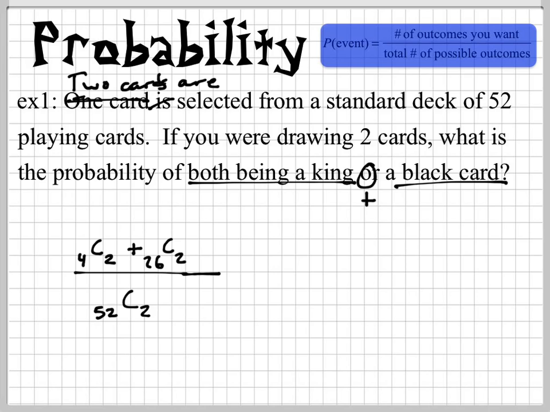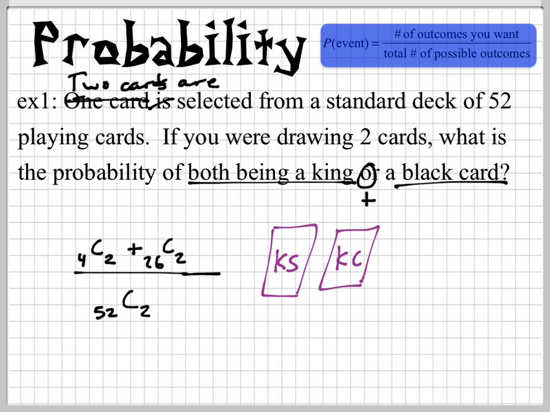That doesn't look too bad, but this is the part that's like, what? You ready for this? What outcome is counted twice? Think about it. This one counts all the times you can have 2 kings. This one counts all the times you get 2 blacks. Is there an outcome that's repeated in both of these? Yeah, 2 black kings. We can have a king of spades and a king of clubs.